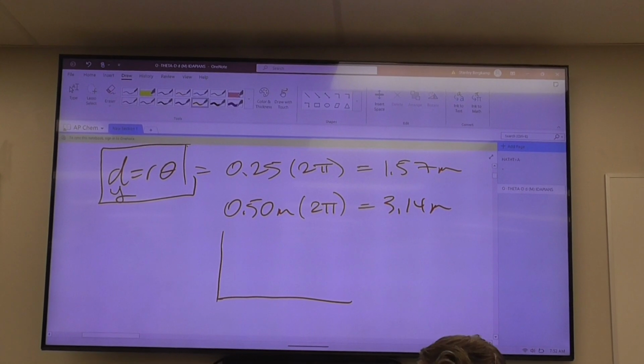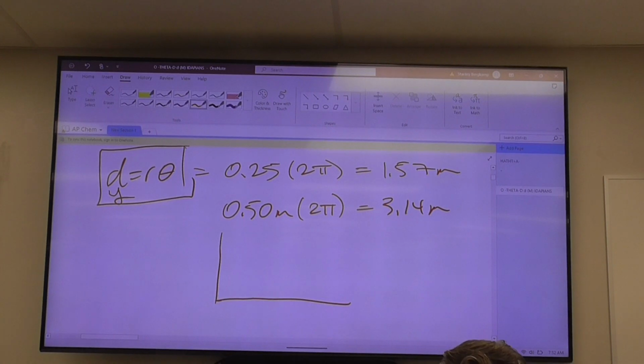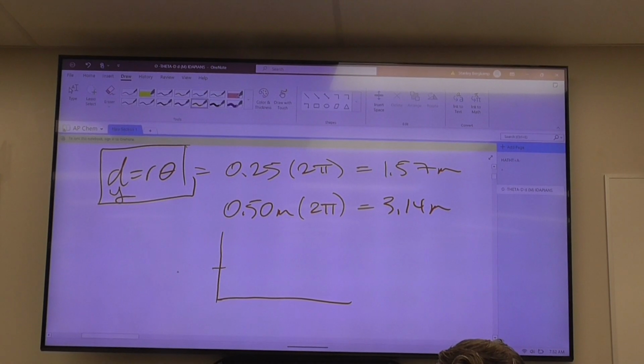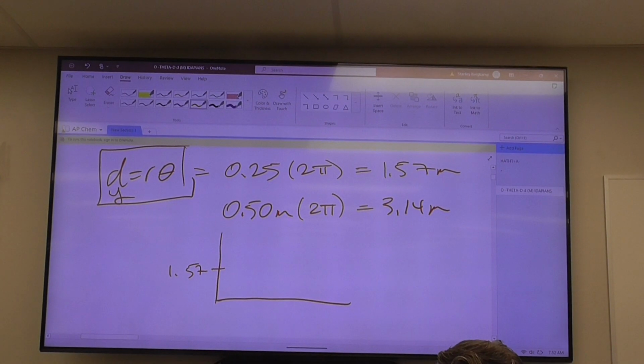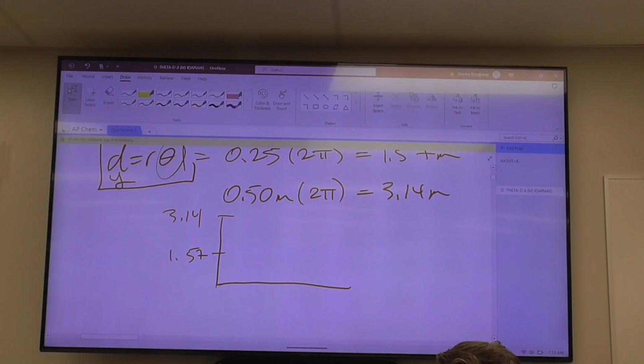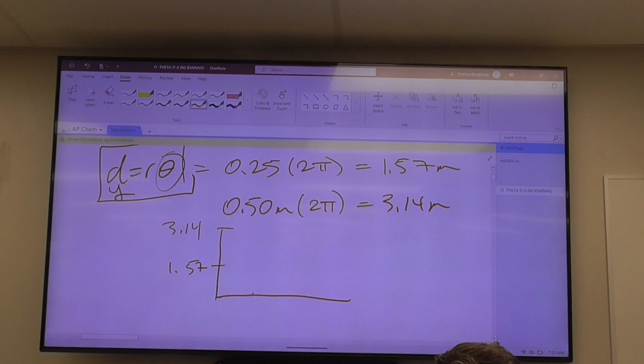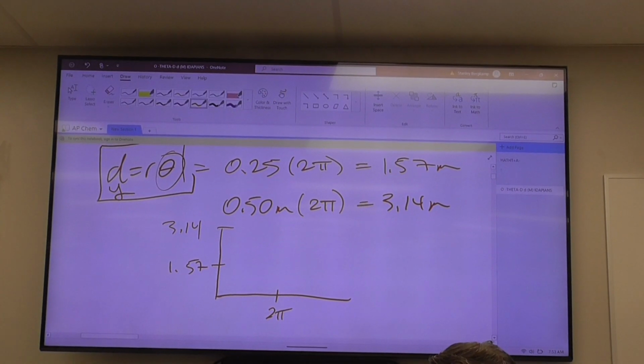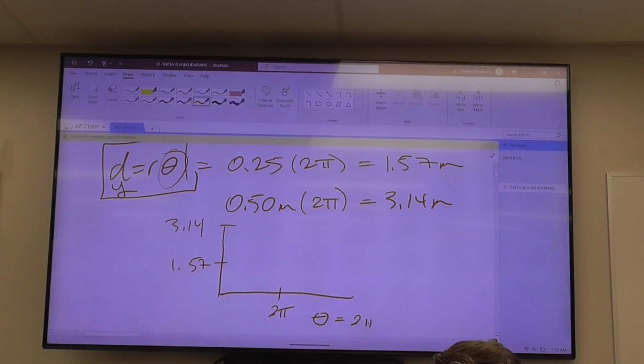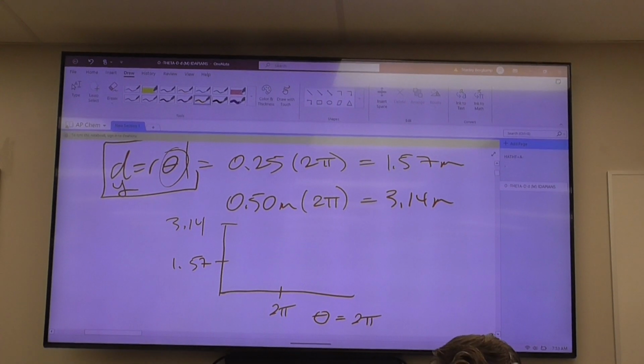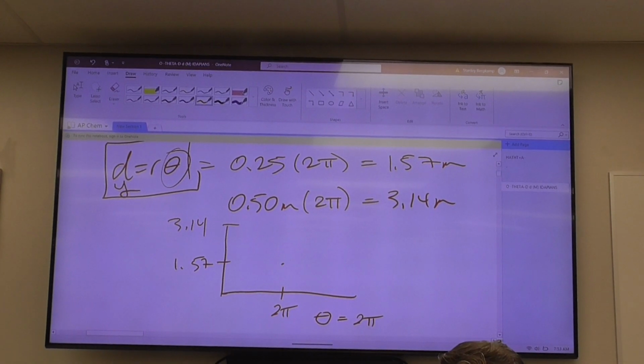Could I graph that on the y-axis? Yeah. Y equals mx, right? So I could graph that on the y-axis, and I've got 2 points. I've got 1.57, and I've got 3.14. True? Could I graph theta on the x-axis? Yes. In this case, theta would be how many radians it moved through: 2 pi, right? So I've got theta here, 2 pi, and then I've got 1.57.